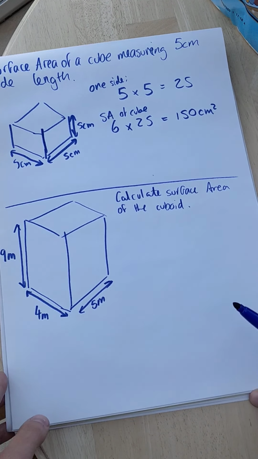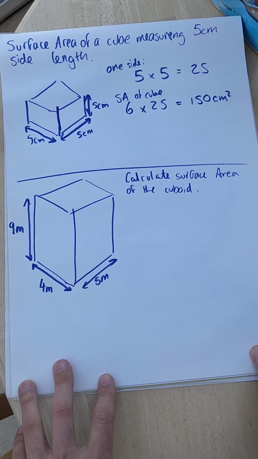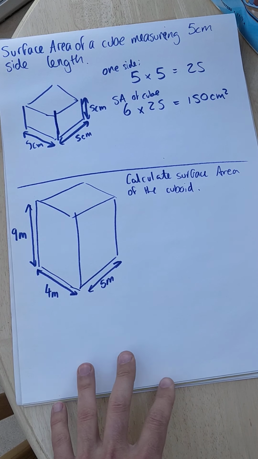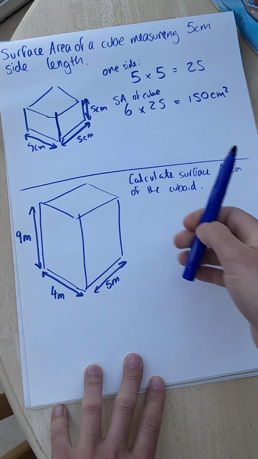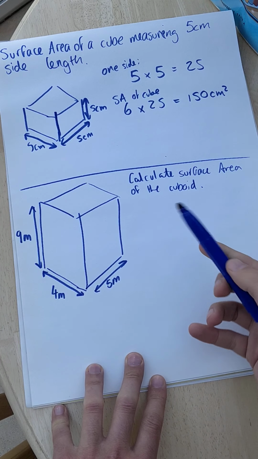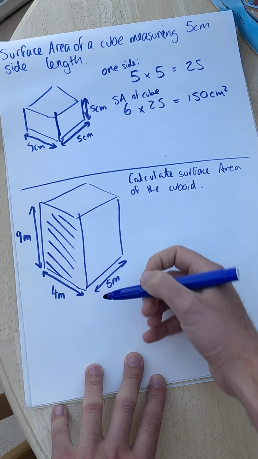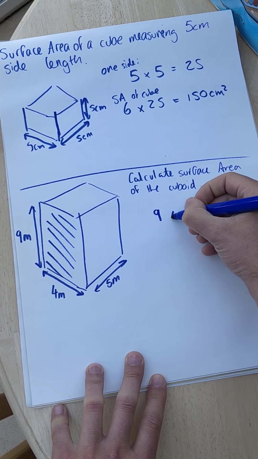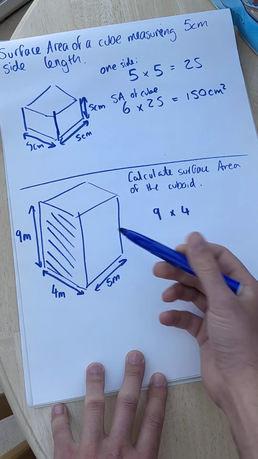Now moving on to calculate the surface area of a cuboid, it's a tiny bit different. So I'm going to do this in a few different colours. We do it in a similar kind of way, but obviously we've got differing lengths. So I'll start off with this side here. To calculate the area of this side is 9 times 4. So the area of that rectangle is 9 times 4.